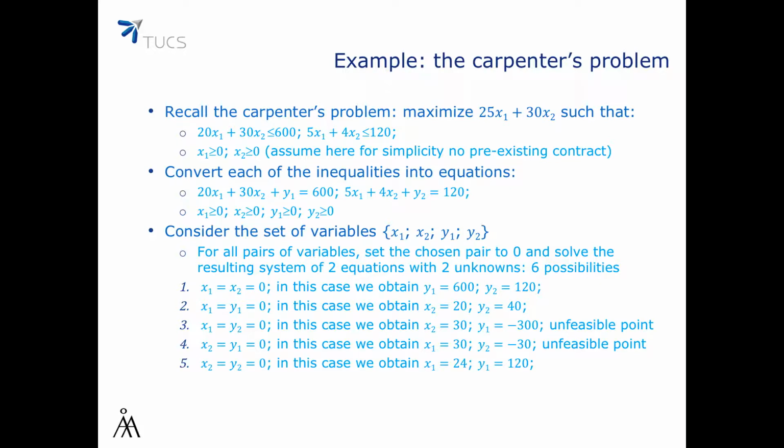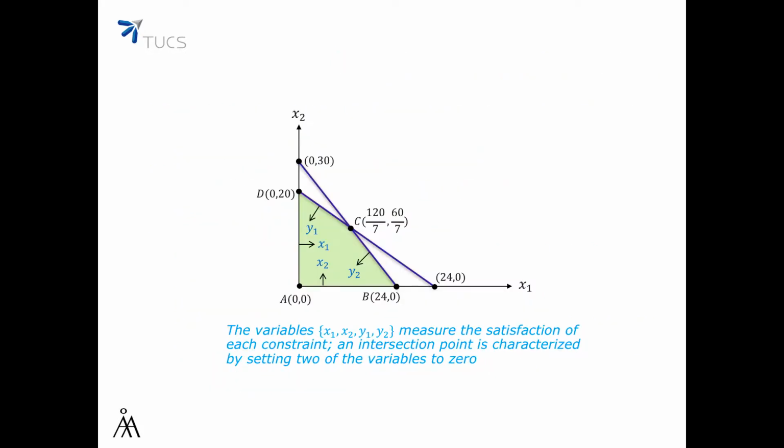In the fifth case, we set x2 and y2 to 0, and we obtain x1 to be 24 and y1 to be 120. Finally, in the sixth case, we set y1 and y2 to 0, and in this case we obtain x1 to be 120 over 7 and x2 60 over 7. Here is the same picture using the more intuitive geometric intuition that we had in the previous video.